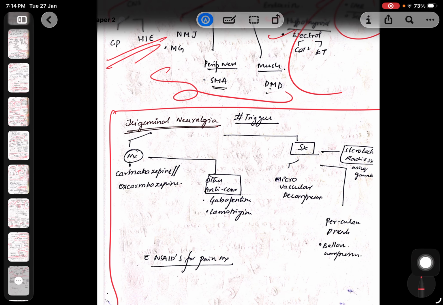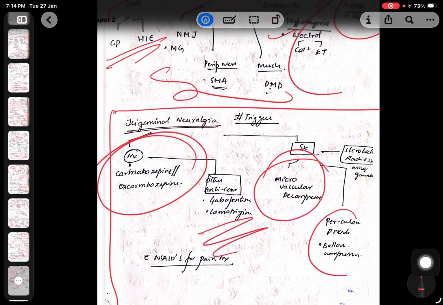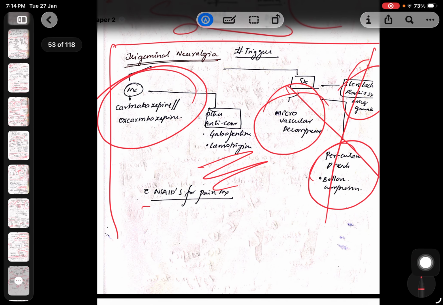Then trigeminal neuralgia for a 3 marker. Prevent the trigger, and in management, what is the drug of choice is something which they ask, that is carbamazepine, and also you can use gabapentin or lamotrigine. And these are the surgical options which are there, which are not being done for the sake of the exam. You can just write which are being done in refractory cases. Okay, to prevent pain, you can give NSAIDs.